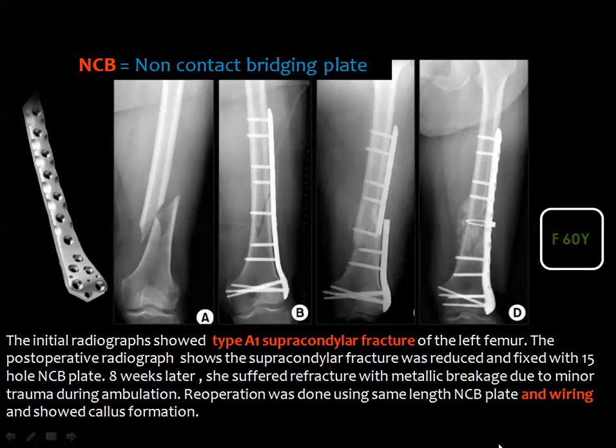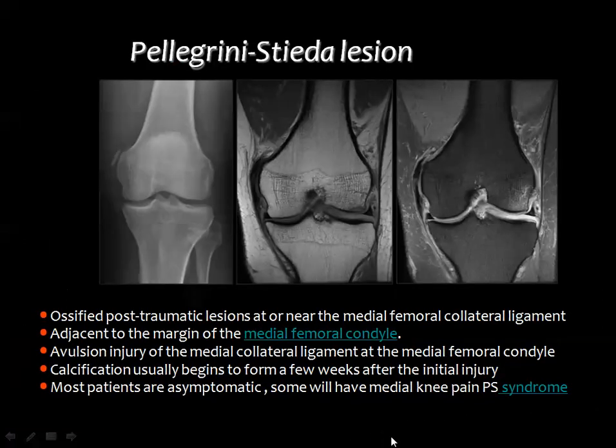And this is what is known as the non-contact bridging plate, which is one of the fixating devices for this type of fracture. You see, the fracture first was internally fixed by this plate and screws. Then the plate has been broken and it's replaced by this one, also with addition of some wires, and you got an appreciable callus formation around the fracture fragment.